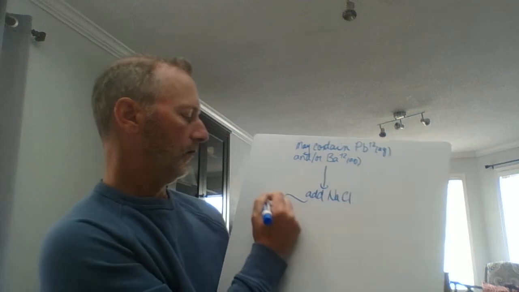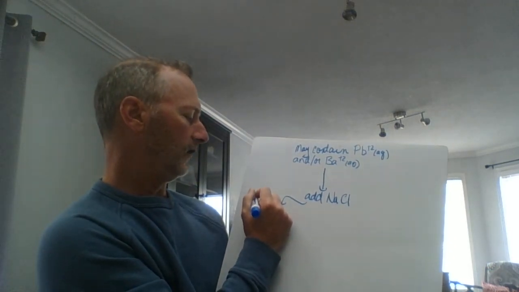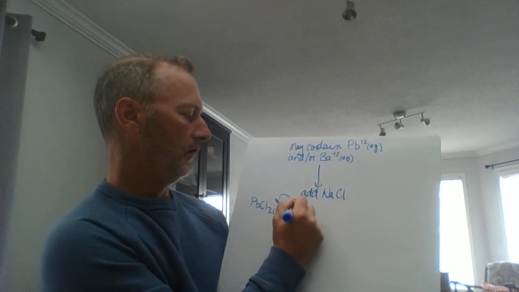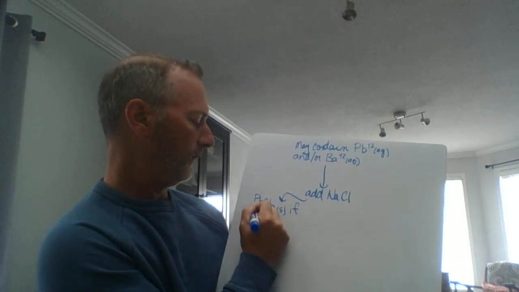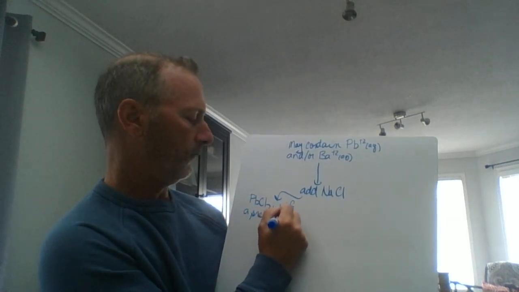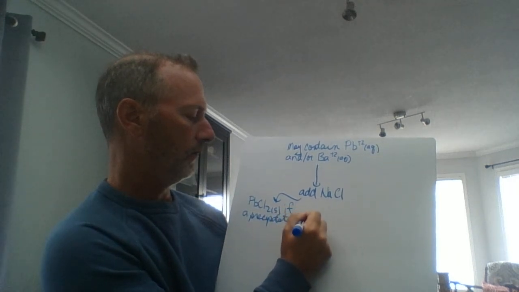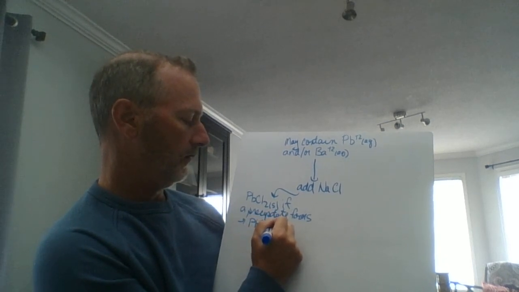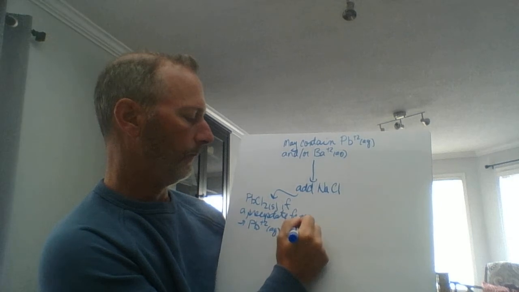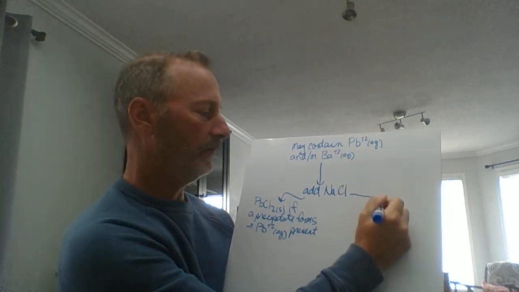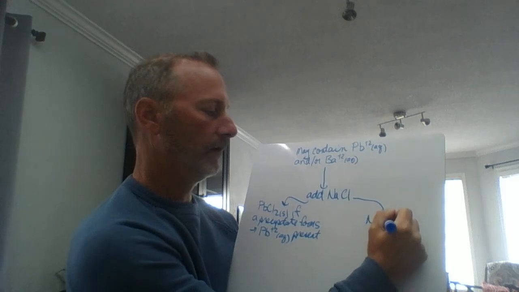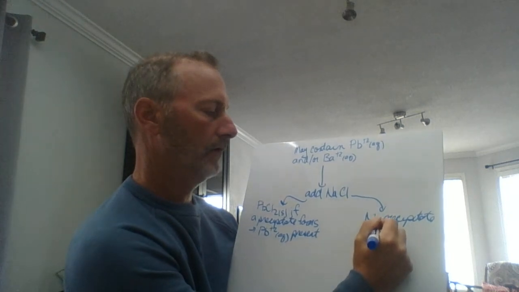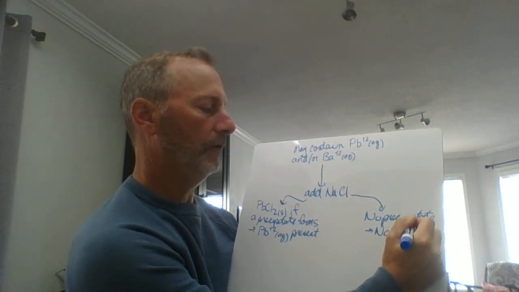So if you get PbCl2, if a precipitate forms, which means Pb plus 2 is present. On this side, pretty simple. No precipitate, then you have no Pb plus 2 ions.